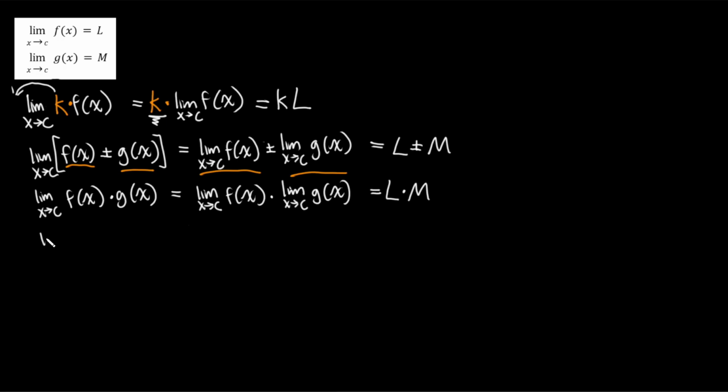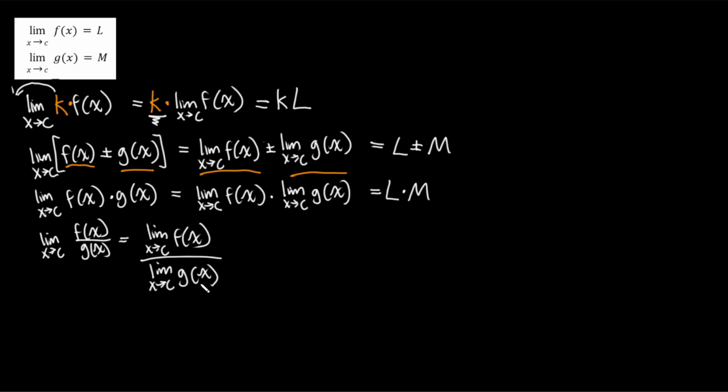And if you guessed it, yes, the limit as x goes to c of f of x over g of x is the limit as x goes to c of f of x divided by the limit as x goes to c of g of x. And there's only one stipulation, and it's that the limit as x goes to c of g of x cannot be 0. And I think you can see why that's the problem. It's because if this were 0, then we can't divide by 0. And so you'll have to keep that in mind.